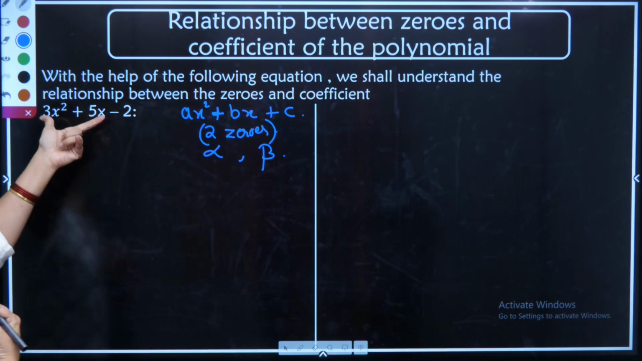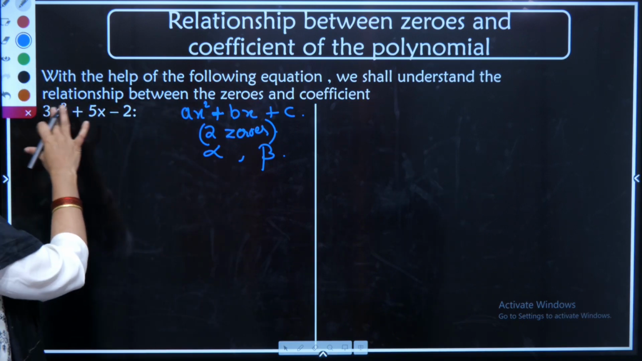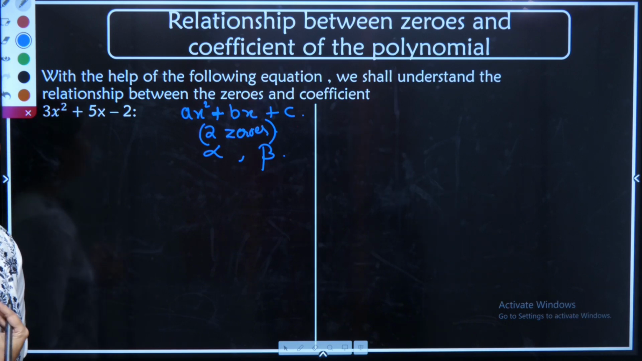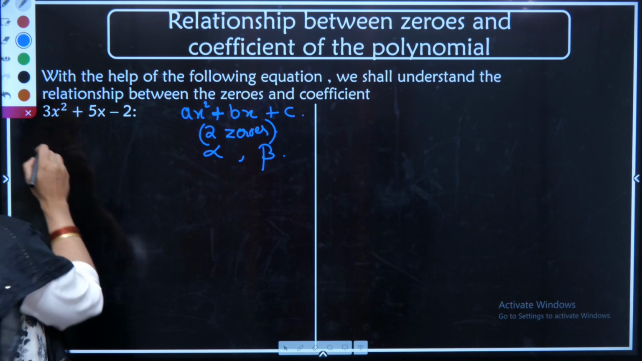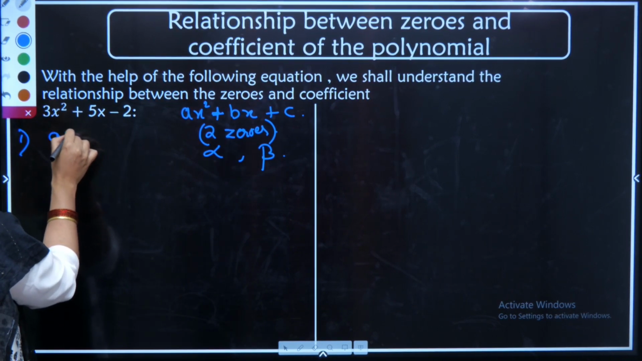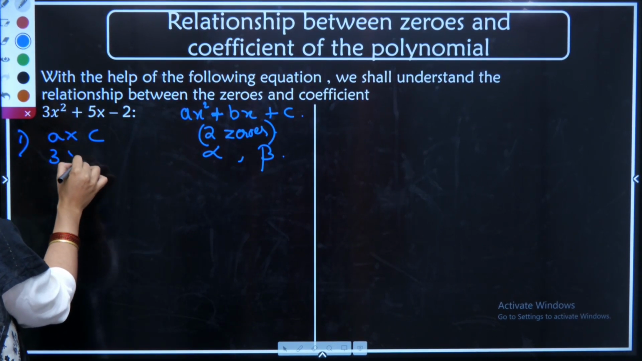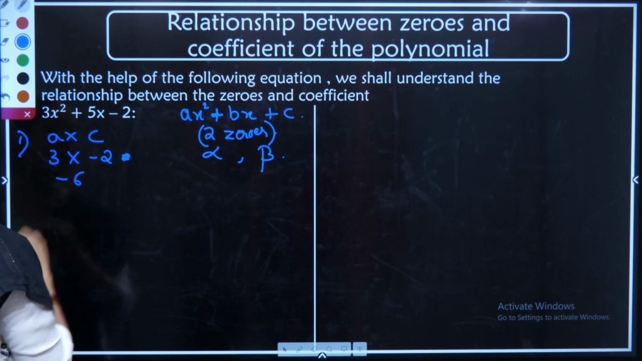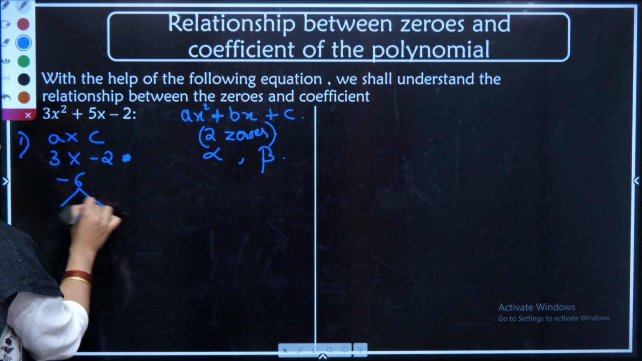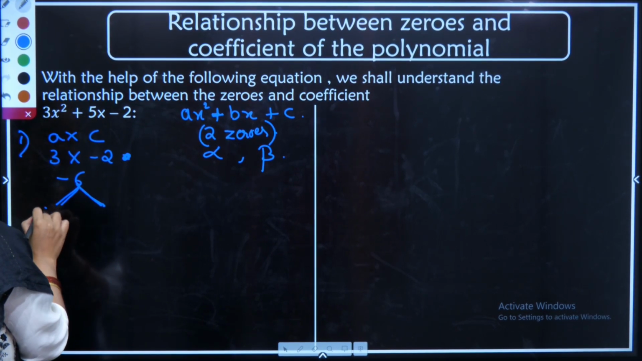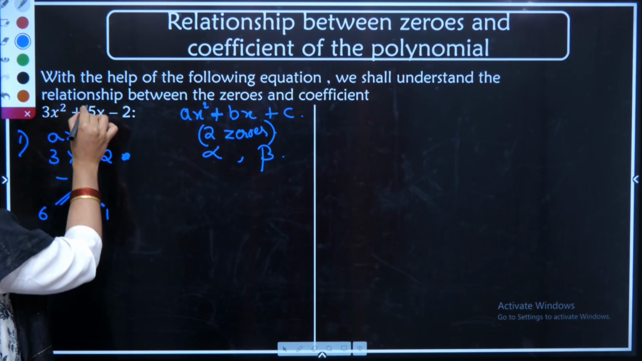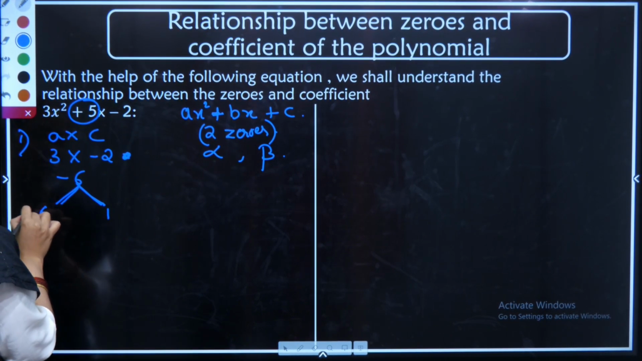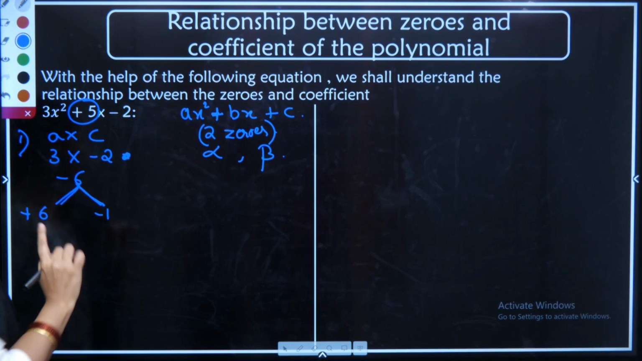So in the first equation, I have taken an example, 3x square plus 5x minus 2. Splitting the middle term is the only technique through which we can easily find the zeros. So first, I'll multiply a and c. What is a? A is 3. What is c? Negative 2. So my product is minus 6. Now I have to find the multiples of 6. 6 ones are 6. But I have plus 5 as my middle term. So I will take plus 6 and minus 1, that is giving me plus 5.